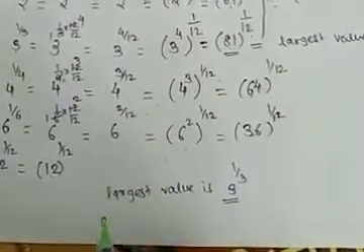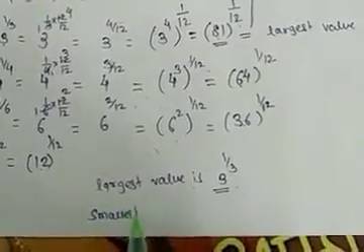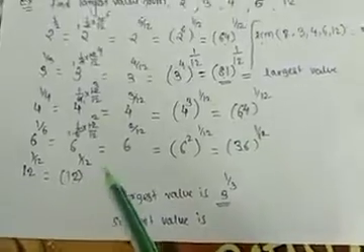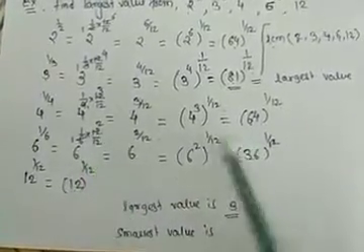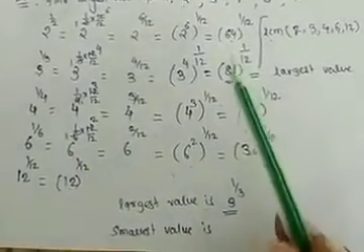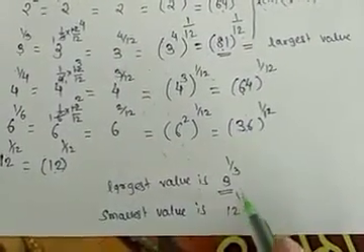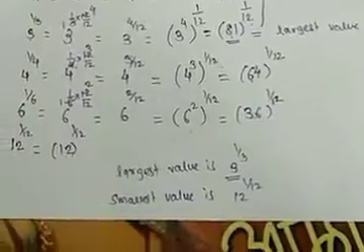So the largest value is 3 raised to 1 upon 3, which is our required answer. And if we have to find the smallest value, we have to see the base 12 raised to 1 by 12. Here 64, 81, 64, 36 and 12. Here 12 raised to 1 upon 12 is our smallest value.